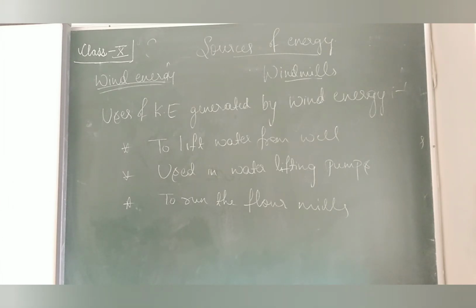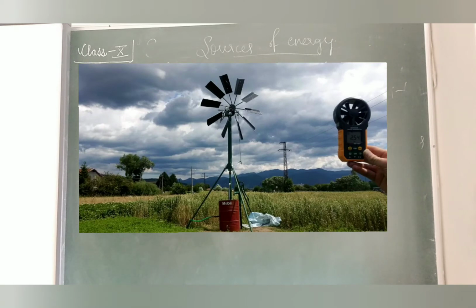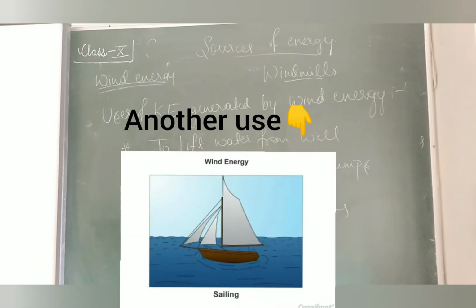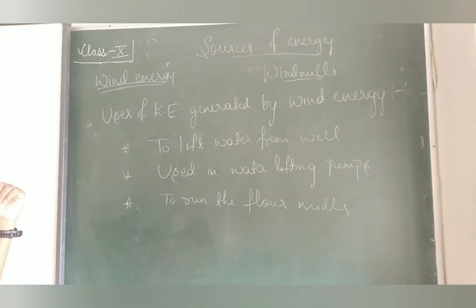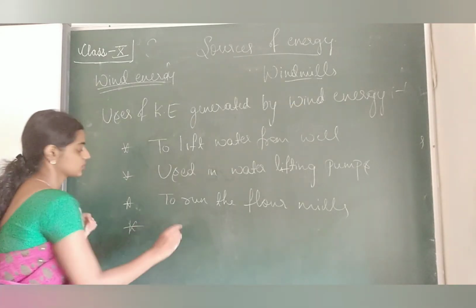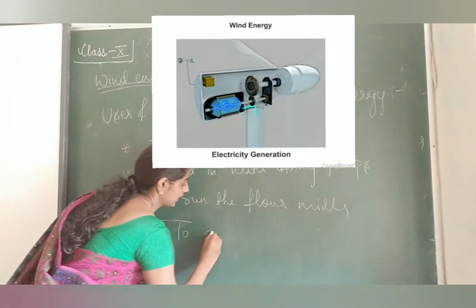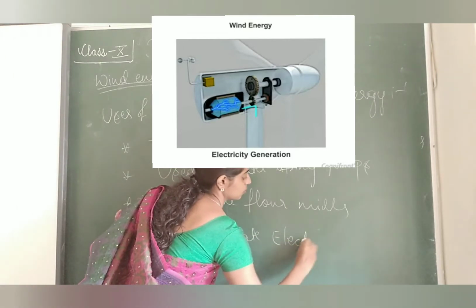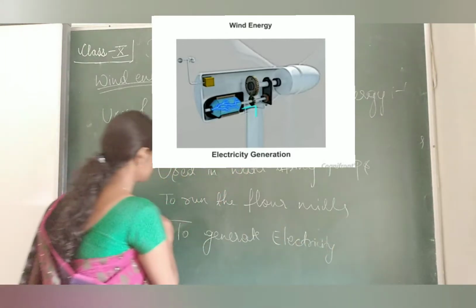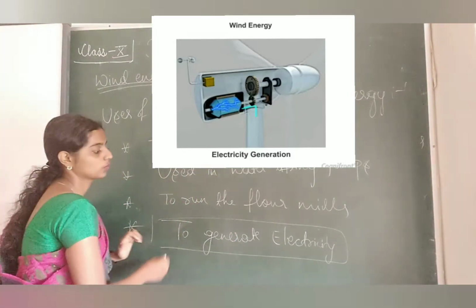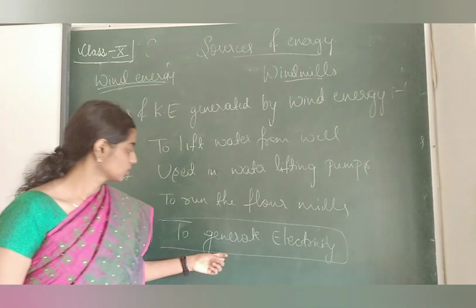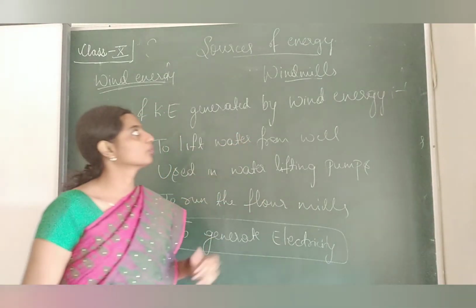Next is to run the floor mills. So in the field of agriculture they used to run the floor mills. So these are the uses of kinetic energy usually in the earlier times. So now what is the main use of this? It is nothing but to generate electricity. So this is the main use worldwide from the windmills. So as I told, to generate electricity, the windmills are used.